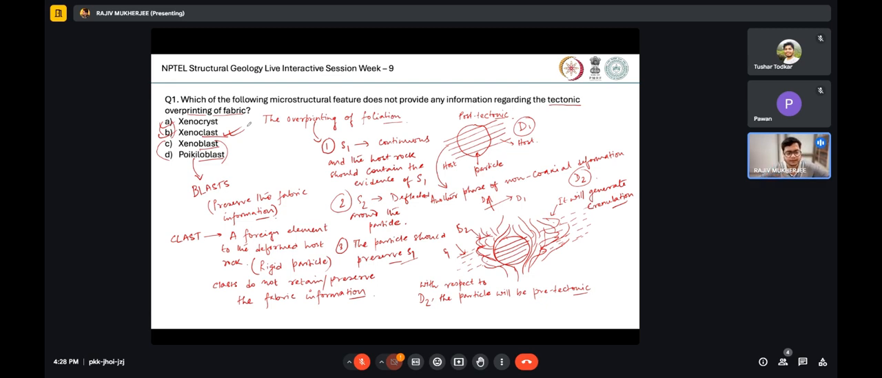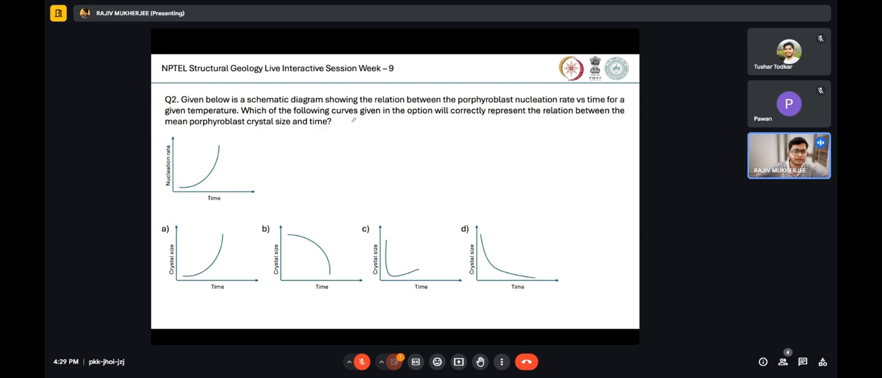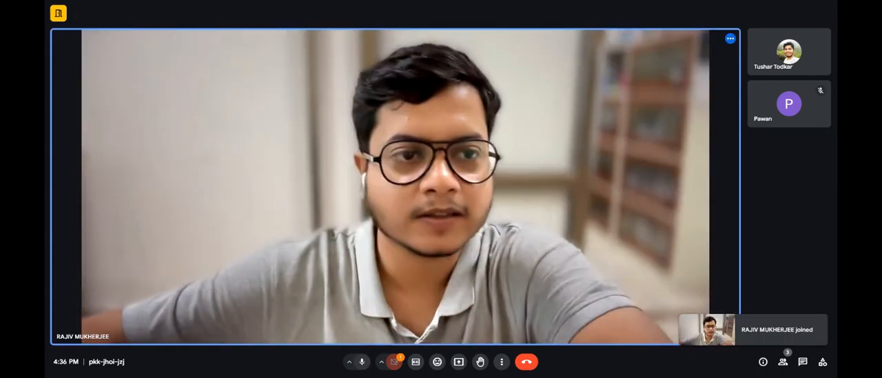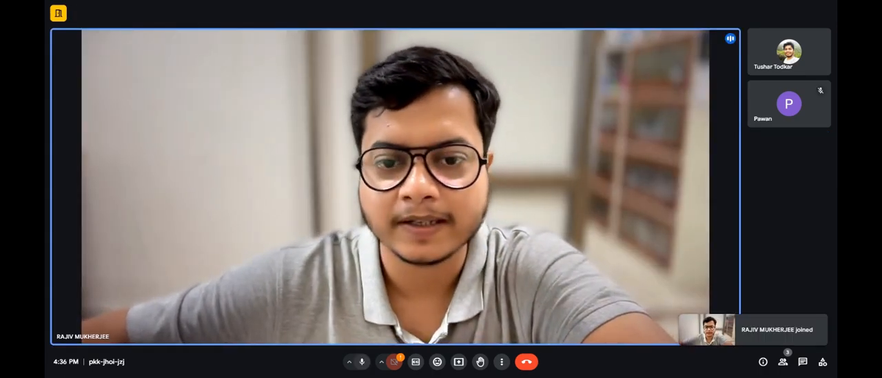So this was our first question. So let us move on to our next question. Question number 2. Given below is a schematic diagram showing the relation between the porphyroblast nucleation rate versus time for a given temperature. Which of the following curves given in the options will correctly represent the relation between the mean porphyroblast crystal size and time? I'm sorry, there was a problem in Google Meet, I guess.